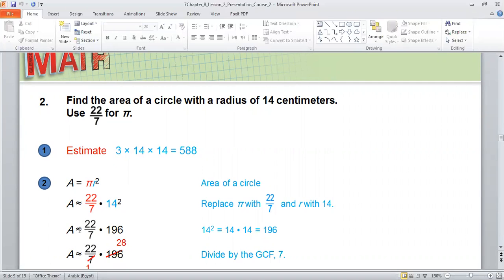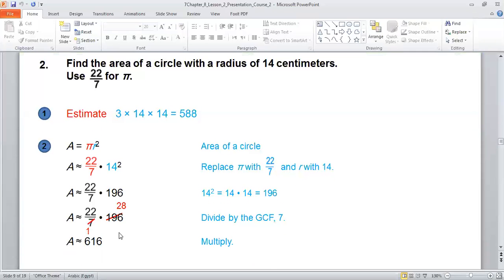And we'll multiply 22 over 7 times 196. Can I simplify 7 with 196? Yes, I will divide by 7. 7 divided by 7 gives me 1, and 196 divided by 7 gives me 28. Can you see this number in red?